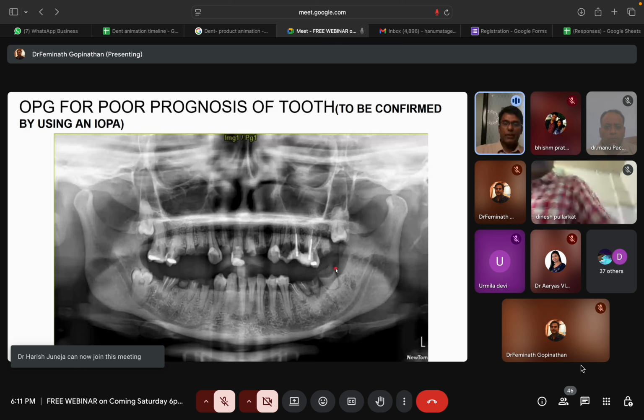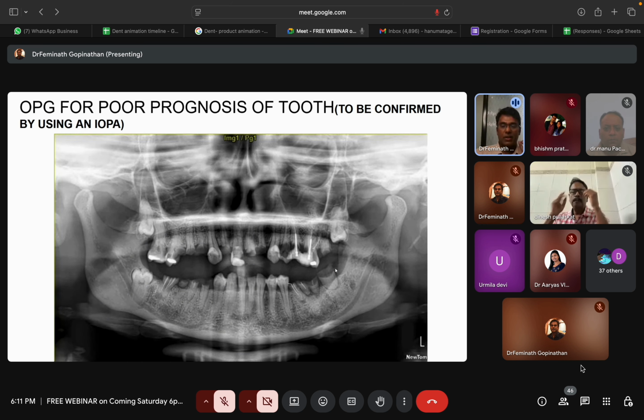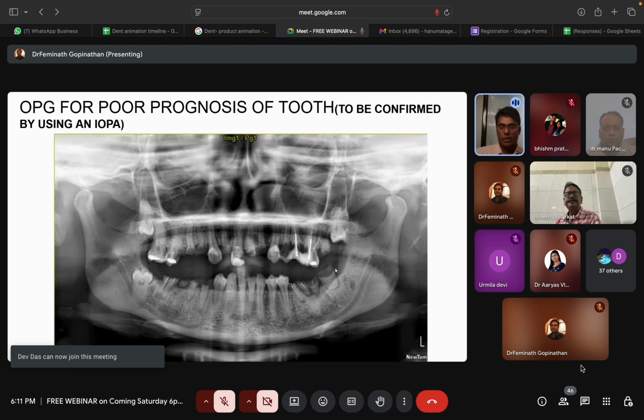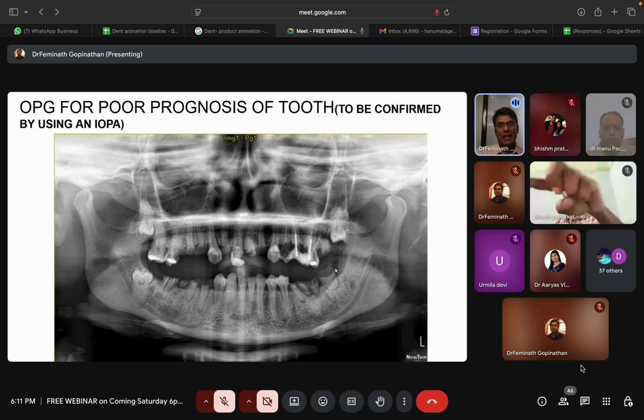So you should decide on the risk versus benefit ratio when you decide whether you have to go for a full mouth or a segmental. And you should give a suggestion to the patient. There are a few things which I will come on to. If you plan in this case for a lower full mouth, the advantage is cross arch stabilization.